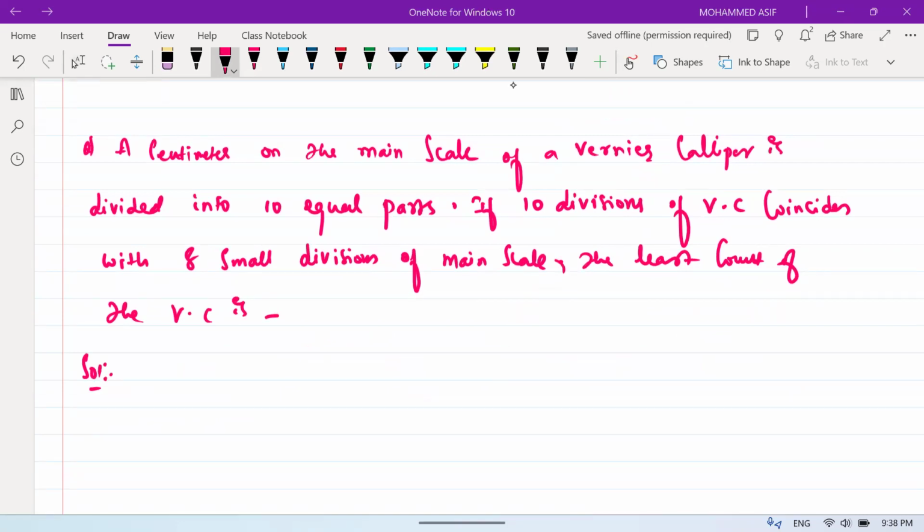Read the question carefully. A centimeter on the main scale of a vernier caliper is divided into how many parts, beta? 10 equal parts. If 10 divisions of the vernier scale coincide with 8 main scale divisions, the least count is what is being asked. A centimeter on the main scale is divided into 10 equal parts. That means 10 main scale divisions is equal to 1 centimeter. That's what is given. That means 1 MSD will be equal to 1 by 10 centimeters.